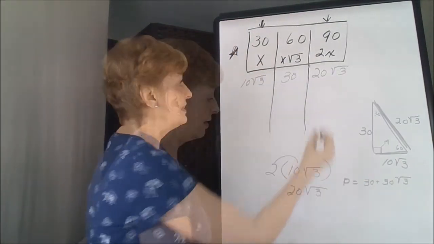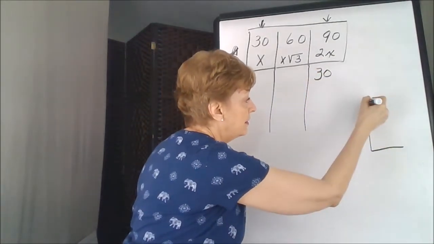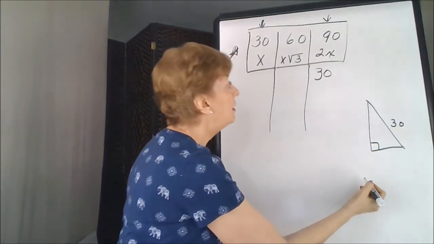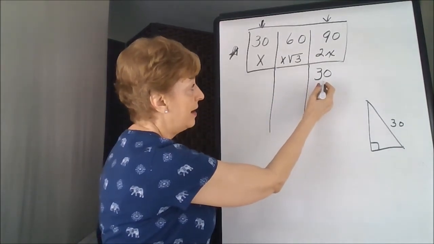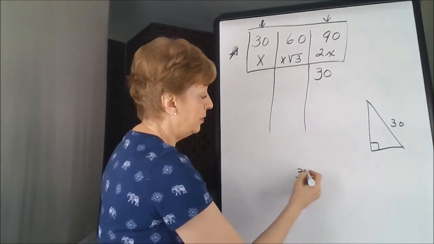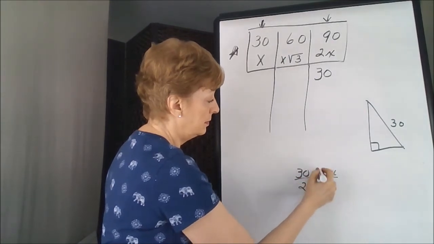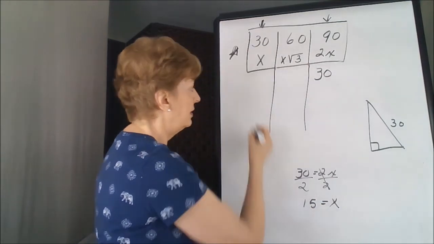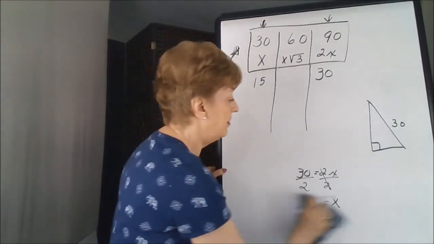Let's put our 30 this time as our hypotenuse. Finding x would be just dividing this in half because we only need one of the x's. You could set it up as an equation if you needed to. 2 divides into 30 15 times equals x. So our 15 is here. You might be able to do this calculation in your head.